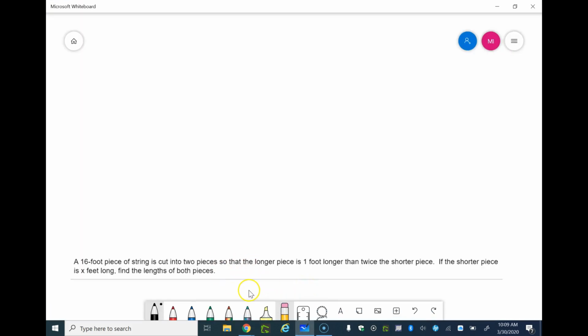The question here is on the bottom. This one came from actually section 7. It says, a 16-foot piece of string is cut into 2 pieces so that the longer piece is 1 foot longer than twice the shorter piece. If the shorter piece is x feet long, find the lengths of both pieces. Now, obviously, reading that whole problem kind of makes you want to throw a book across the room, or it just gets you frustrated because it's just too much stuff going on.